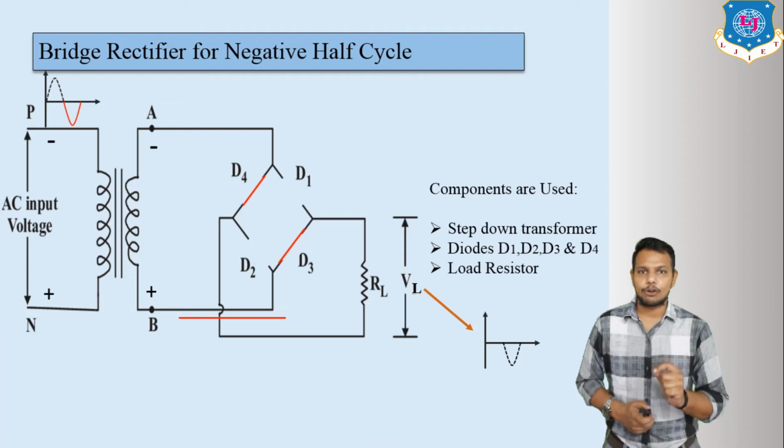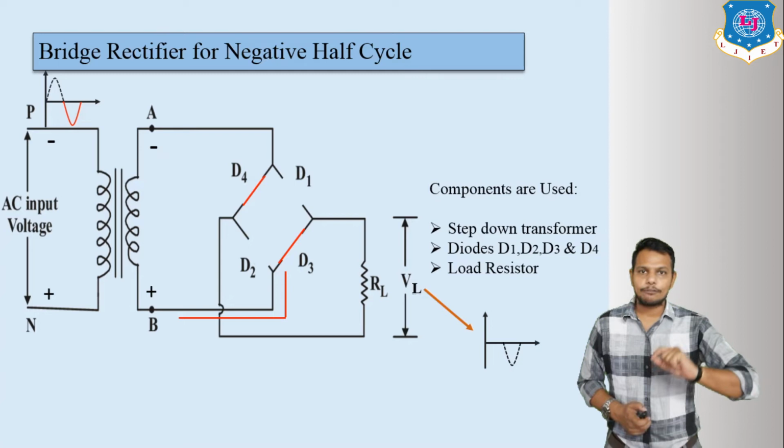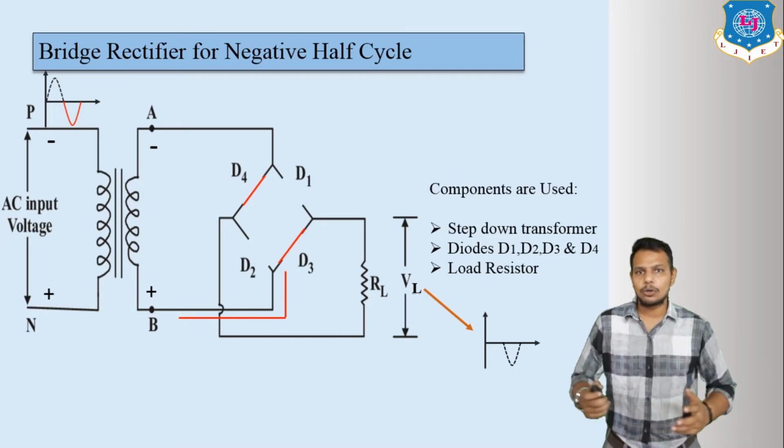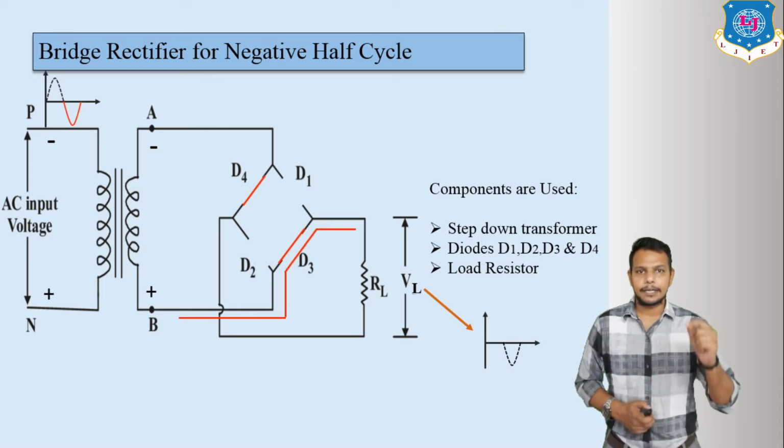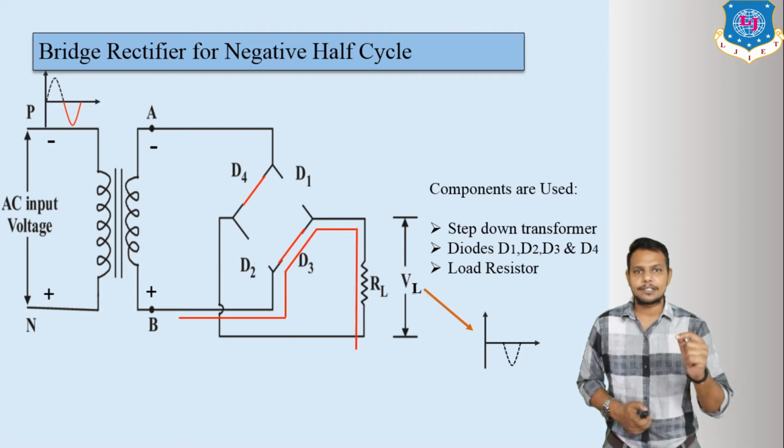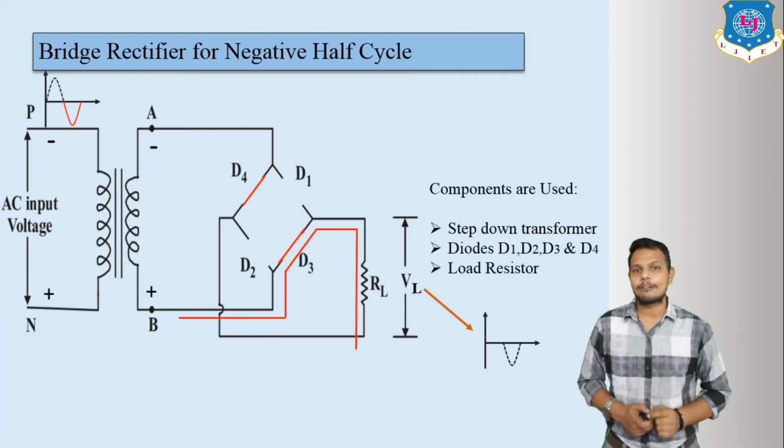Current is always flowing from plus to minus, so in this direction current is flowing. Now diode D3 is in the direction of flow of current, so it becomes forward bias. We can say it is equivalent to a closed circuit. Like this, it passes through the load resistance RL, and across this load resistance we will get our output.